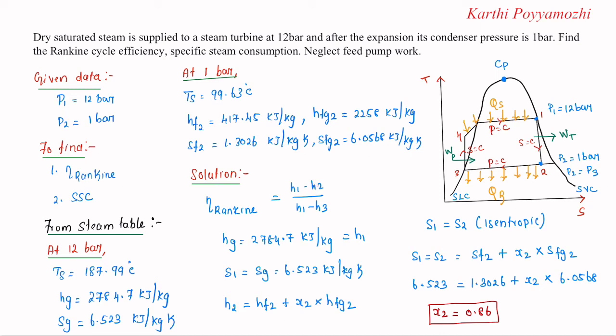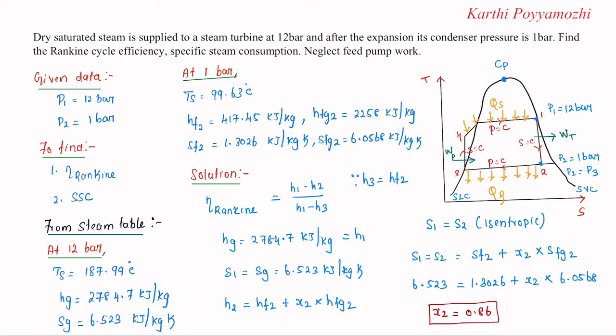Now we have to find the value of H3. And this value of H3 is equal to HF2. That is, at state point 2 and state point 3, the pressure remains constant. Okay. Therefore, the values which you have calculated for state point 2 will be equal to the state point 3.